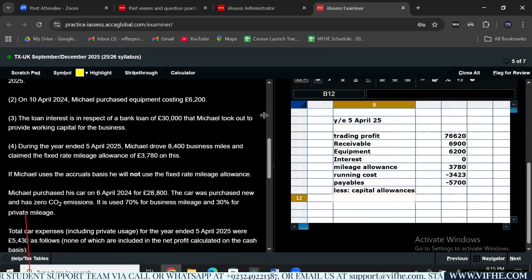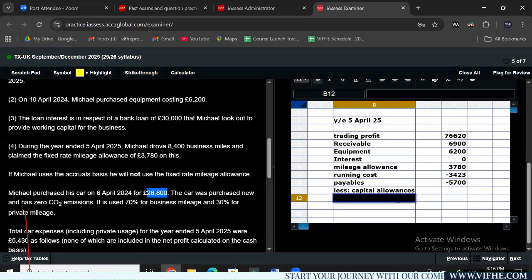One is equipment worth £6,200, and there's a car as well having a cost of 28,800. So there are just two assets, two plant and machineries in the question. So instead of wasting your time by making a big pro forma, try managing the whole calculation in a comparatively shorter way. With the car, as it is being acquired in the current period of account, this is an addition not qualifying for AIA, right?